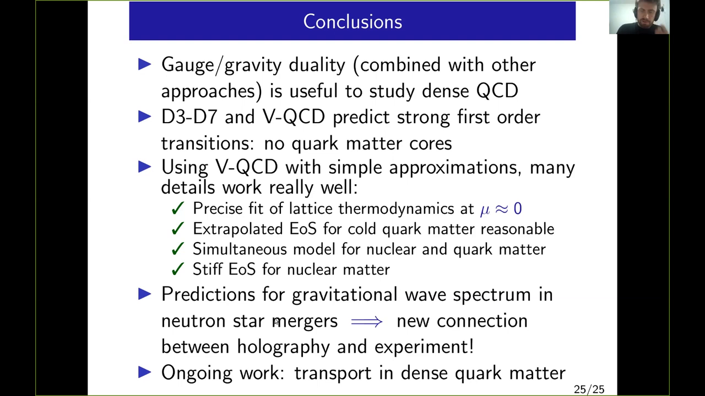And using this hybrid equation of state, we simulated these mergers of holographic neutron stars and derived predictions for the gravitational spectrum in such a merger. This is a new connection between holography and experiment. And I should advertise that there is ongoing work on transport in dense baryonic matter using these D3D7 and VQCD models, which will appear very soon. So stay tuned. Thank you.